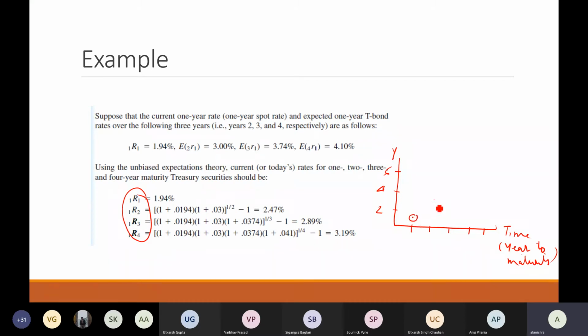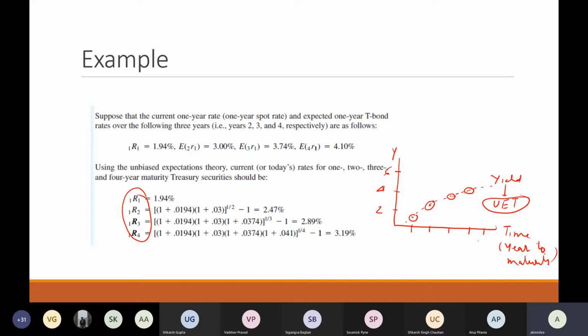So this is your observation 1. In the second year it is around 2.5. For the third it is how much? 2.89. I'm assuming we are somewhere here. And for the fourth it is somewhere here. So when we draw this line, this is what our yield curve is based on the unbiased expectation theory. This part is clear, or do you have any questions?